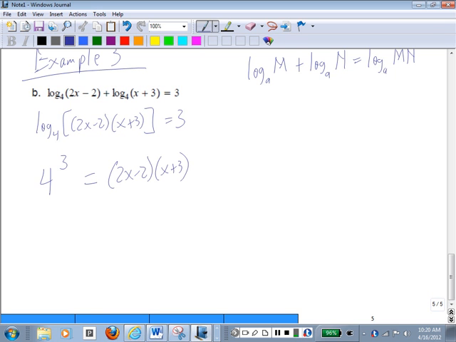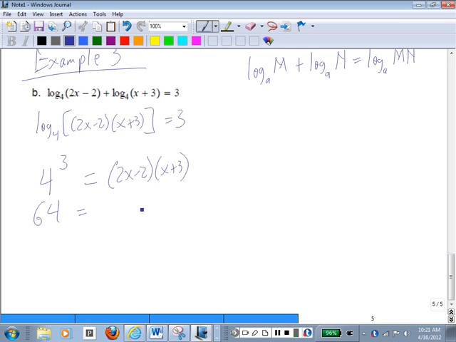At this point, we have transformed it from a logarithmic equation to what kind of equation? Anybody know what kind of equation this is? It's going to be a quadratic equation. When we simplify the right-hand side, we'll get an x squared term and an x term and a constant term, just a number on the left-hand side. So this is going to be a quadratic equation. What is 4 times 4 times 4? 64.